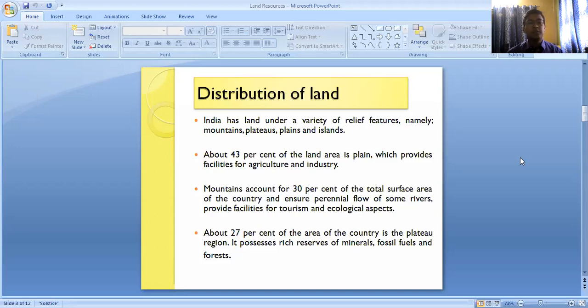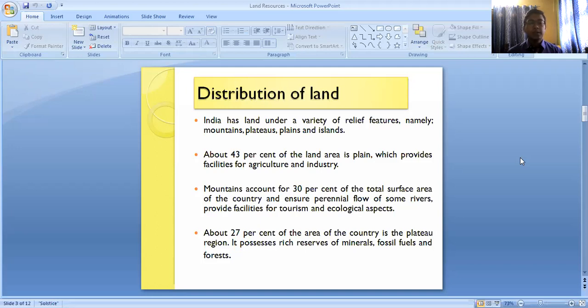And this 3.28 million square kilometer land must be utilized in a more planned way, so that from this land resource we can get all those materials which we need. On the other hand, we must take care that the land resource does not get degraded or depleted.